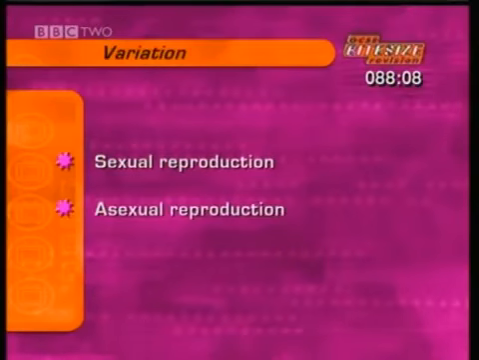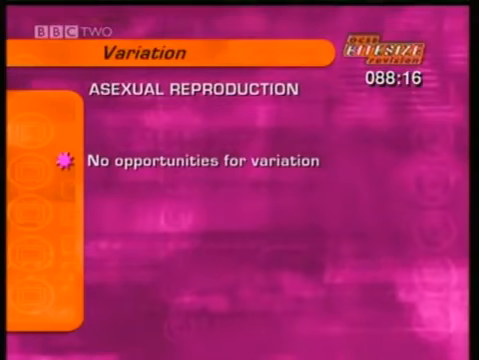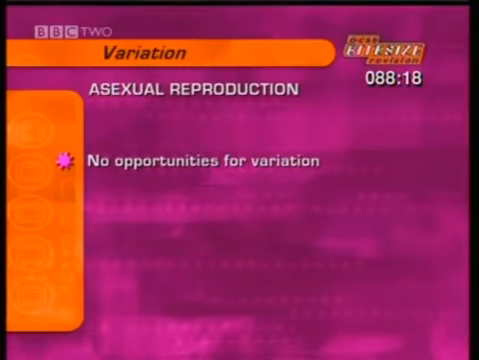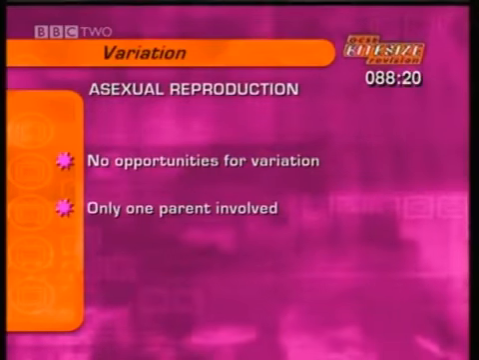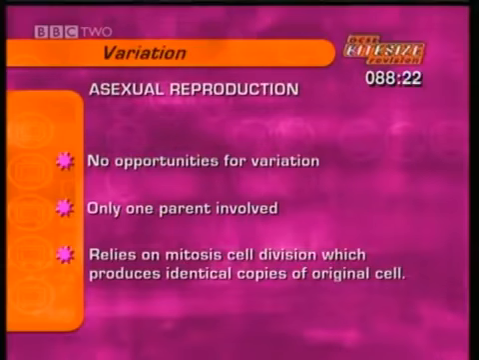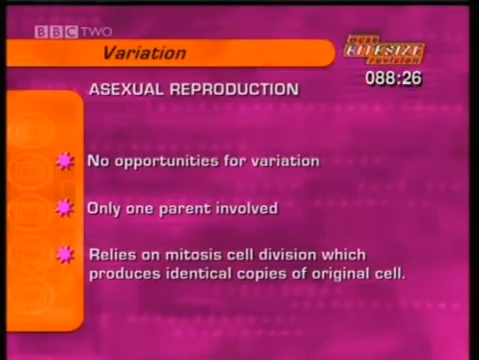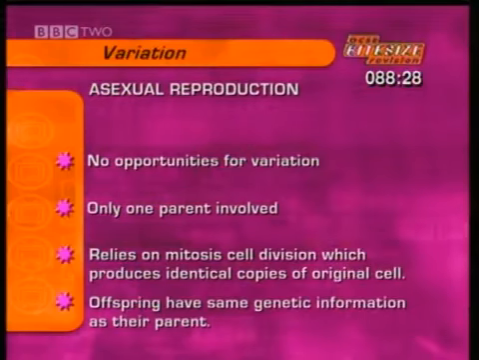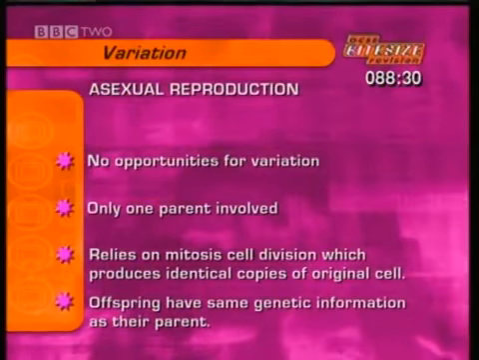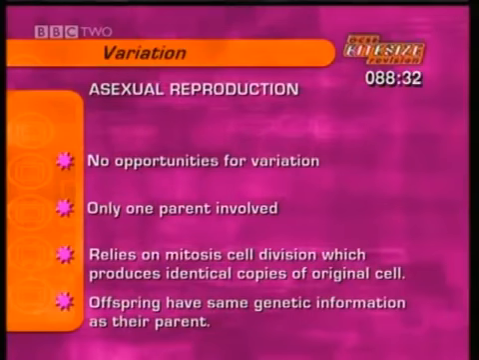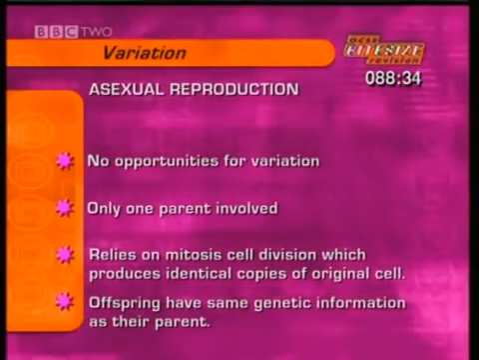Organisms can reproduce either by sexual reproduction or by asexual reproduction. Asexual reproduction does not introduce variation. Only one parent is involved, and asexual reproduction relies on mitosis cell division, which produces identical copies of the original cell. That means offspring have exactly the same genetic information and are exact copies or clones of their parents.